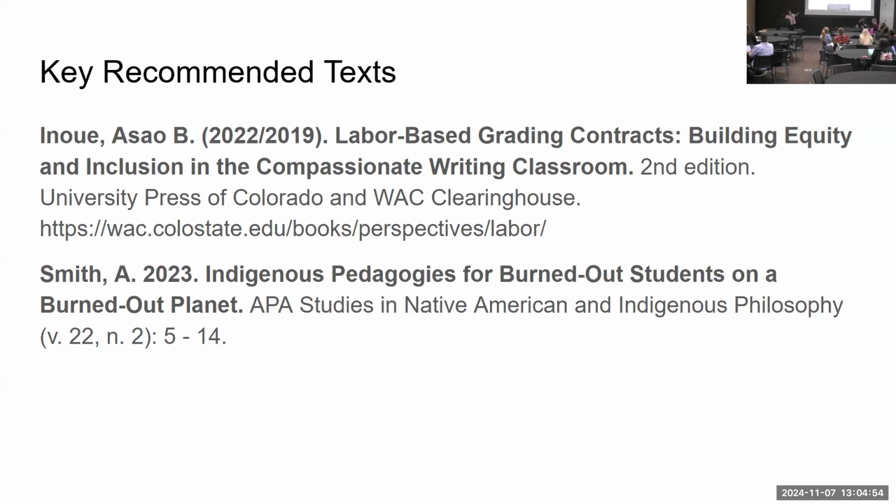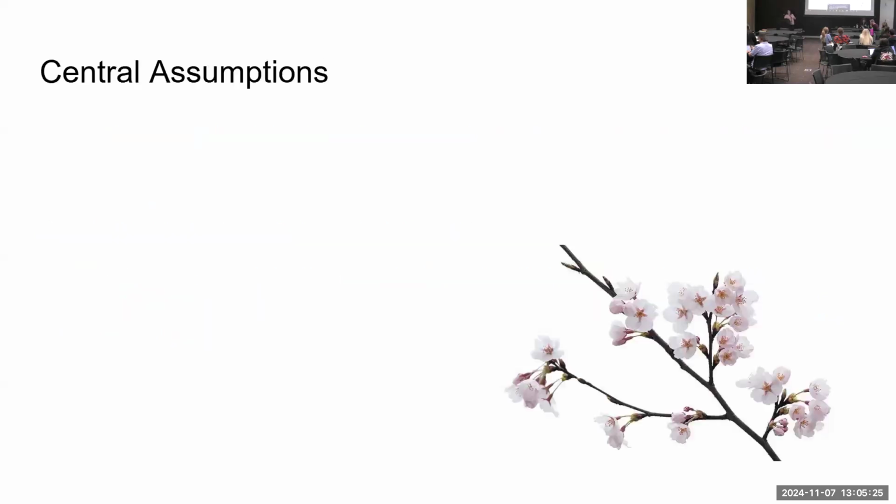And then this article, Smith's Indigenous Pedagogies for Burnt Out Students on a Burned Out Planet, that also should be available if you do a search just for the name. And this is just an article that goes through a lot of ways in which mental health is a major consideration for all of the students who come to any sort of academic location. So I just really like these, and I'm using a lot of principles from both of these sources because I like them.